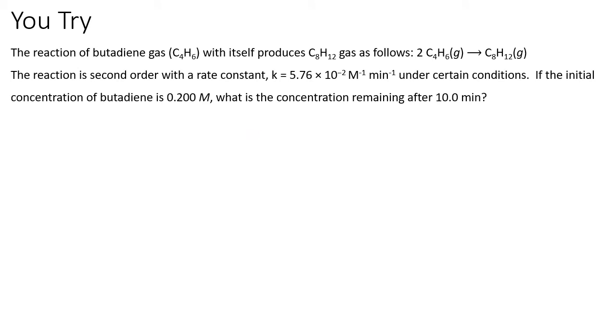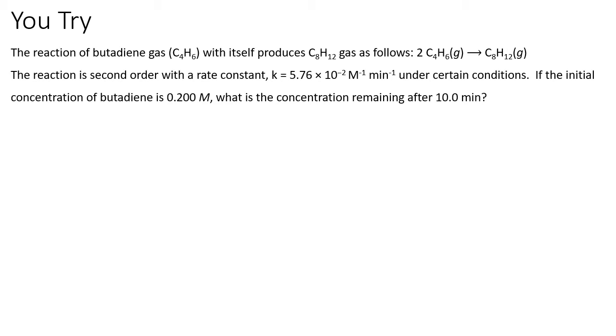The reaction of butadiene gas with itself produces C8H12 gas as follows. 2 times butadiene gives us 1 C8H12. The reaction is second order with a rate constant K equals 5.76 times 10 to the negative 2, 1 over molarity times minutes, under certain conditions. If the initial concentration of butadiene is 0.2 molar, what is the concentration remaining after 10 minutes?